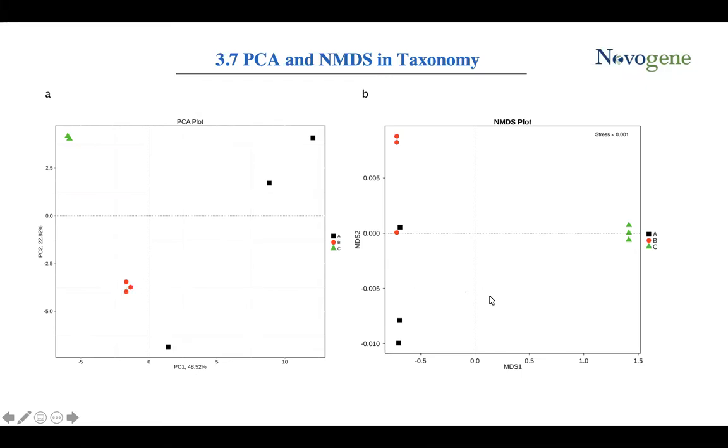And for NMDS analysis, each data point in the graph stands for a sample. The distance between data points reflects the extent of variation, and samples belonging to the same group are in the same color. When the value of the stress factor is less than 0.2, NMDS is considered reliable.